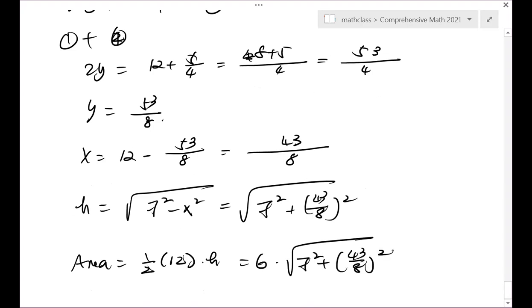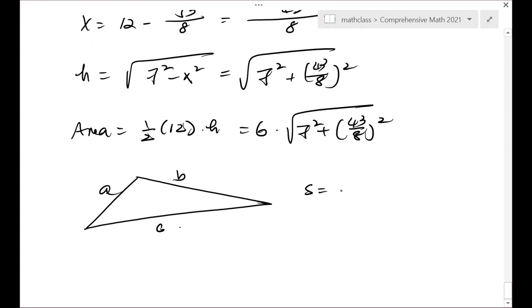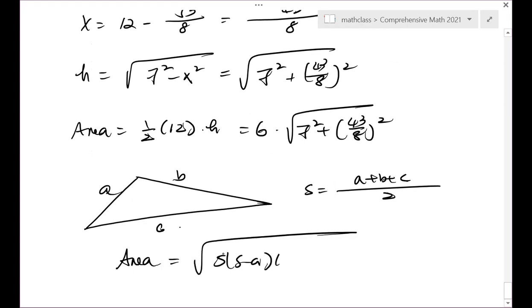Okay, then you can simplify. However, for an arbitrary triangle, we do have Heron's formula. If here's A and B and C, S is going to be half of the perimeter. Then the area is going to be the square root of S times (S minus A) times (S minus B) times (S minus C).